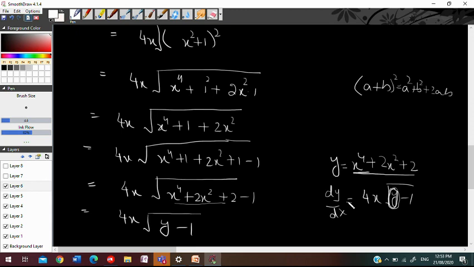So here we have dy by dx is equal to 4x under root y minus 1. So I have proved this equation. So this is the end of our exercise 2.3. Now there are some important theorems which are very important, and I will solve a few theorems for you, and the rest of the cases you can solve very easily.